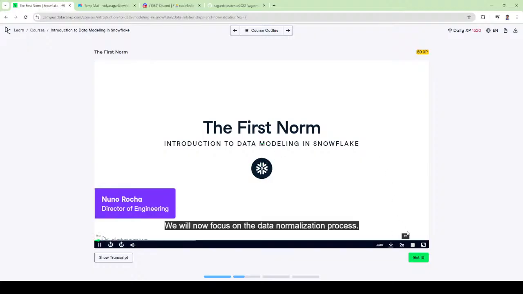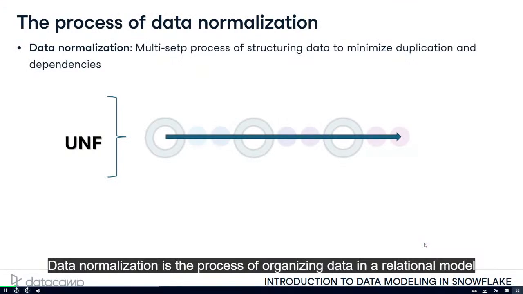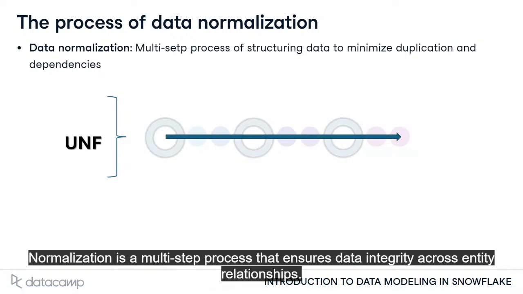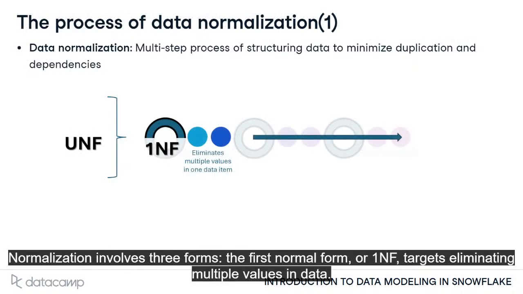Hello again. We will now focus on the data normalization process. Data normalization is the process of organizing data in a relational model to reduce redundancy and prevent anomalies during data insertion or updates. Normalization is a multi-step process that ensures data integrity across entity relationships. Normalization involves three forms. The first normal form, or 1NF, targets eliminating multiple values in data.